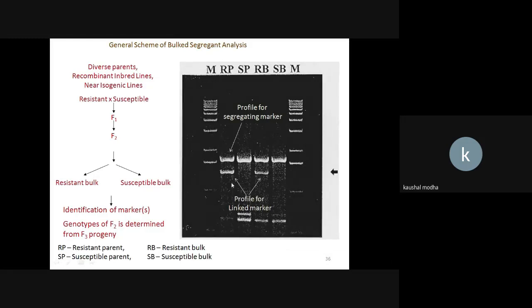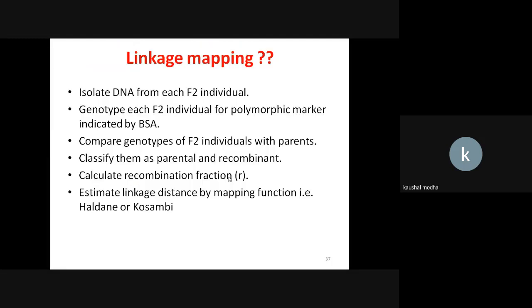So by this analysis, we can know that this band might be associated with or linked with the trait. But from this, we cannot decide the linkage distance. We cannot know how far this particular polymorphism marker is located from our gene of interest. So for that, we perform linkage mapping, where we decide the distance in centimorgan between the polymorphic marker and the gene of interest.